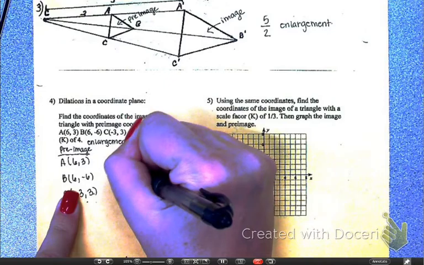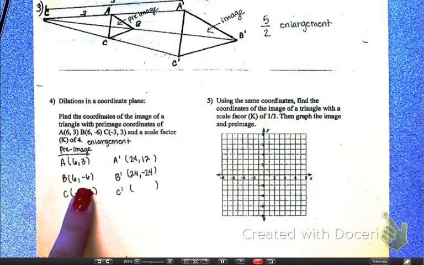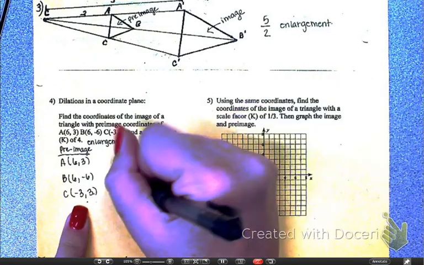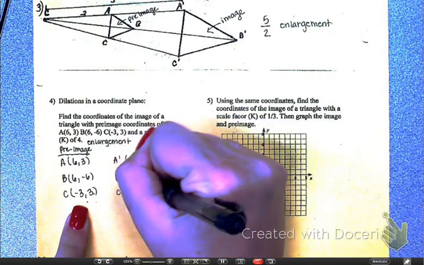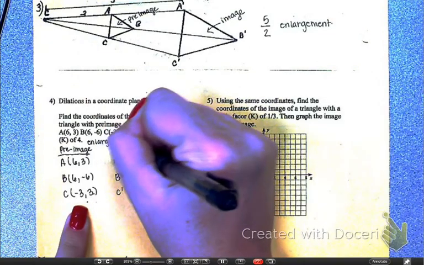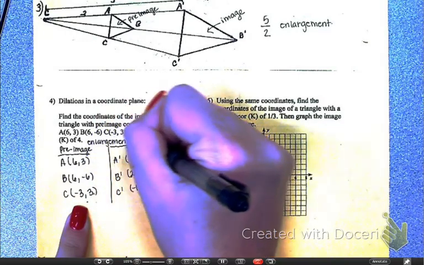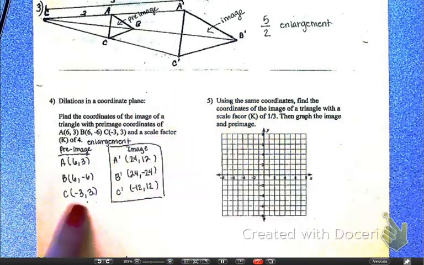4 times 6 is 24. 4 times negative 6 is negative 24. 3 times 4 is negative 12. 3 times 4 is positive 12. These are the coordinates of my image based on a scale factor of 4. We're just enlarging that figure.